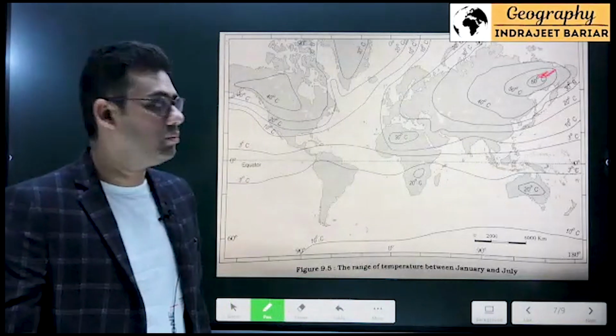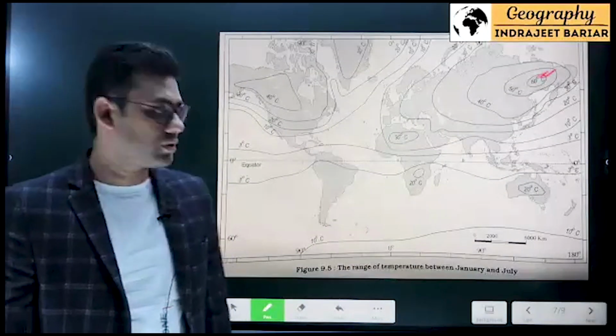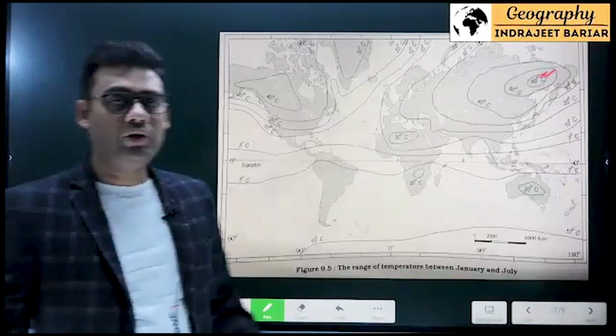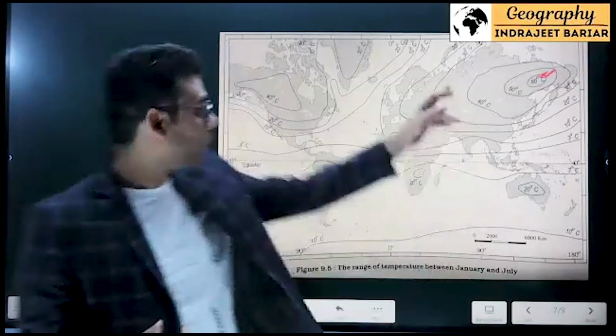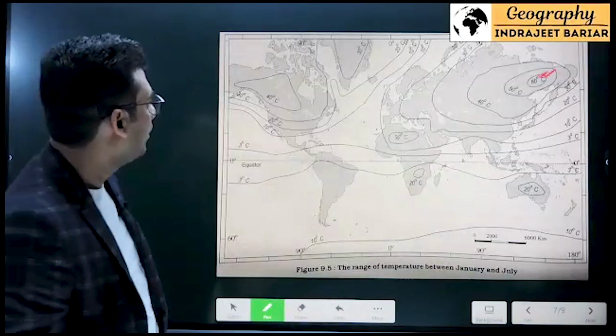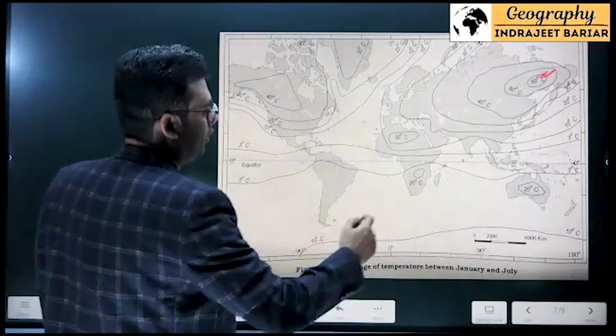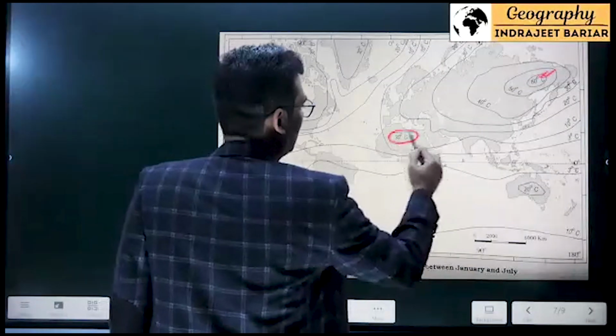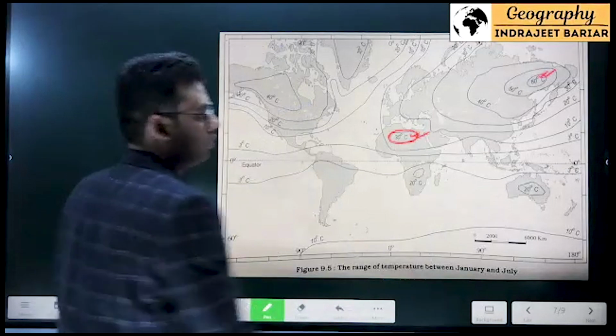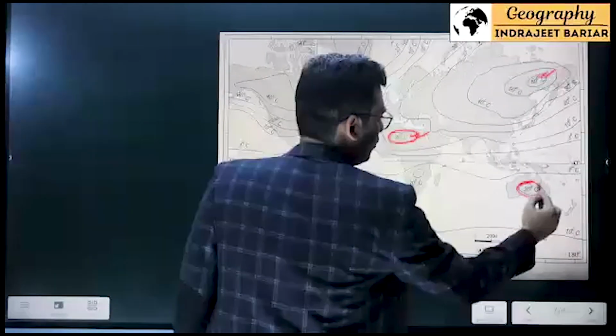Right, northeastern Siberia, around 60 degrees Celsius. So between January and July, how much is the difference between maximum and minimum temperature? Highest over there. Okay, apart from that, now in other areas, if you see the encircled areas, 30 degrees Celsius over here, 20 degrees Celsius over here.